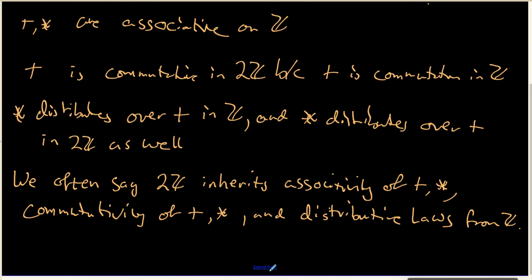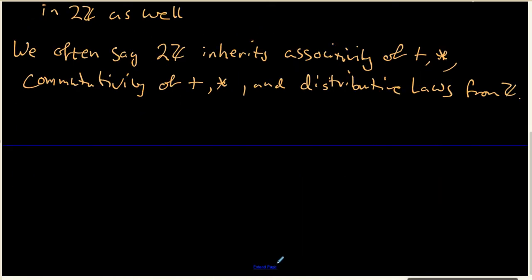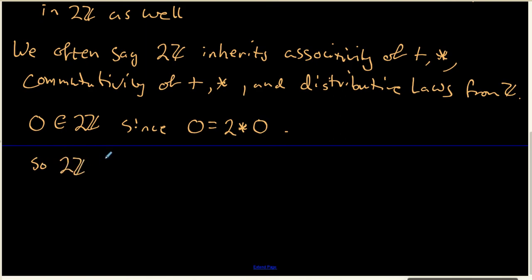And then we also now need to worry about additive identity element and additive inverses. Well, let's look at 0. I know that 0 inside of Z is an even number, and hence it belongs to 2Z. And I can prove that by simply observing that 0 is equal to 2 times 0. So we have an additive identity.